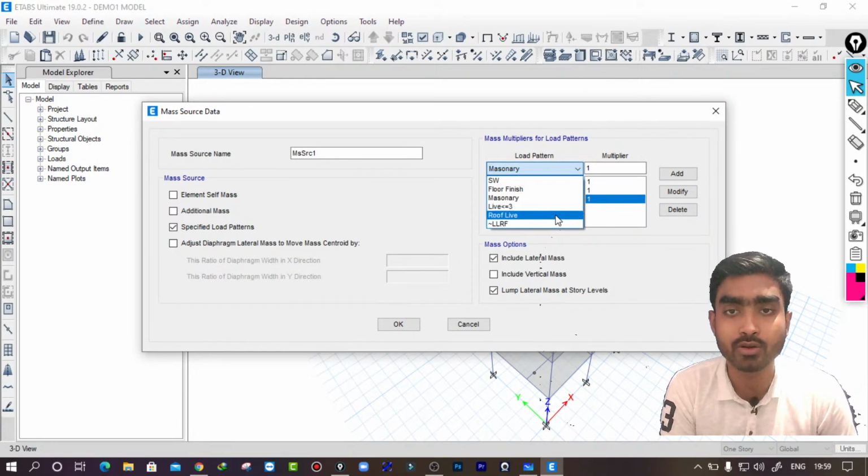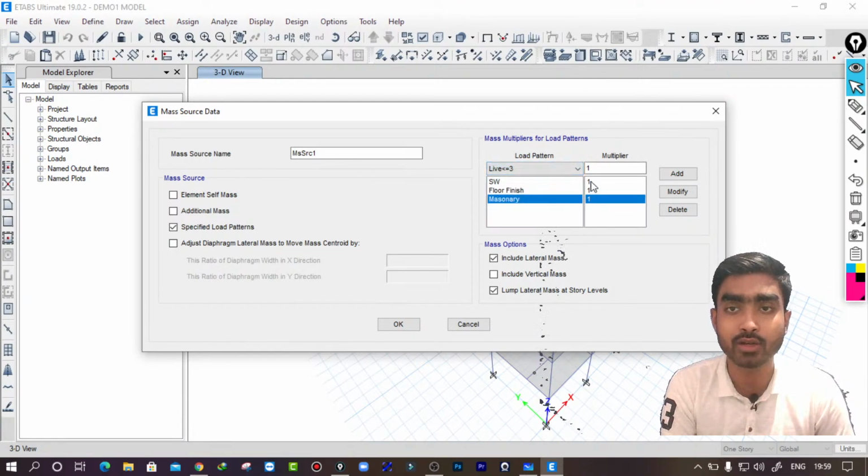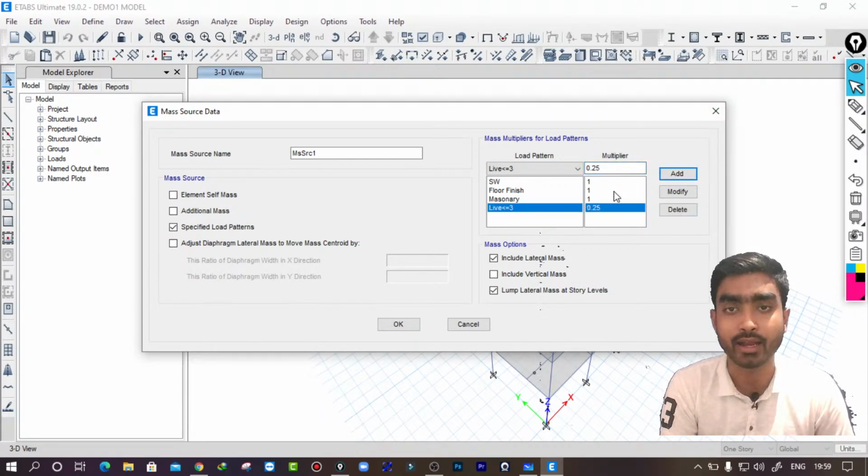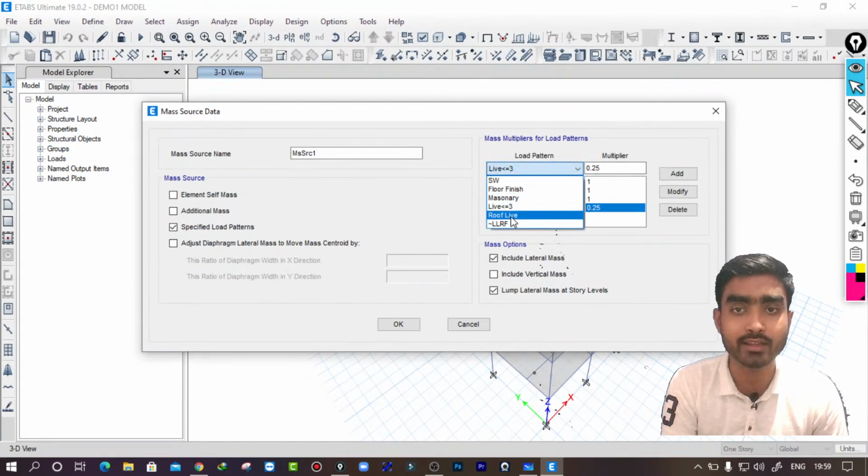And again we'll go with live load less than or equal to 3 and we'll make it 25%, that means a 0.25 multiplier. And we do not have any live load which is greater than 3, right? So here it is, and that's why we have created this roof live load separately, so that we can exclude this load here in the seismic mass.